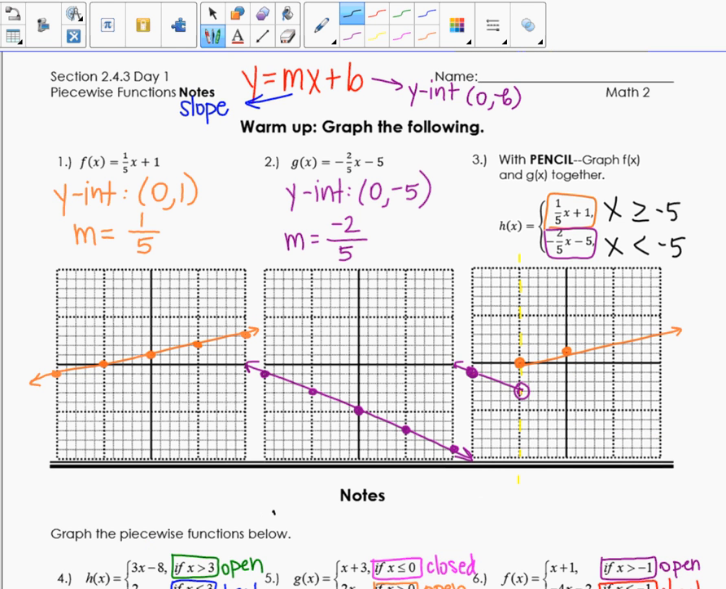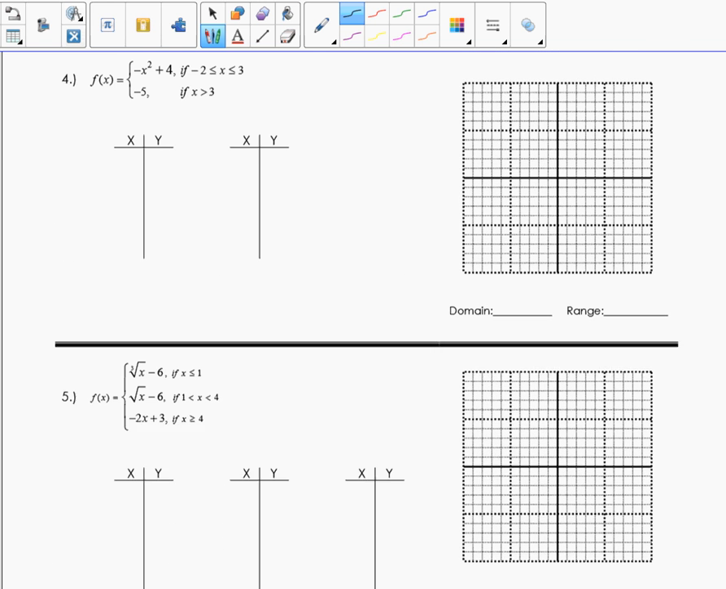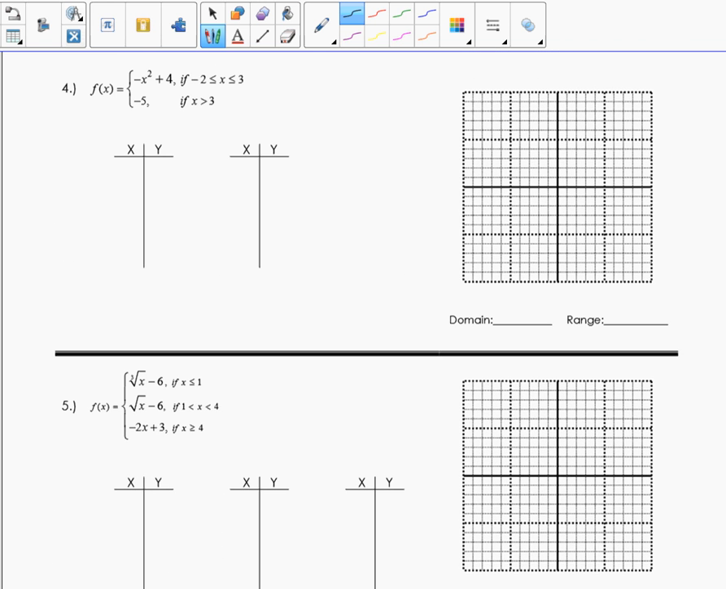So on the back, we have 4, 5, and 6. Okay. So on number 4, now here we have a breaking point at 3. So I'm going to draw that in. Now we technically do have a breaking point at -2. But if you look, we don't have anything going on the other side of -2, because this is the starting point and this is the ending point. So we're going to have to pay attention to that when we do our domain and range. So let's start with both of these being closed circles.